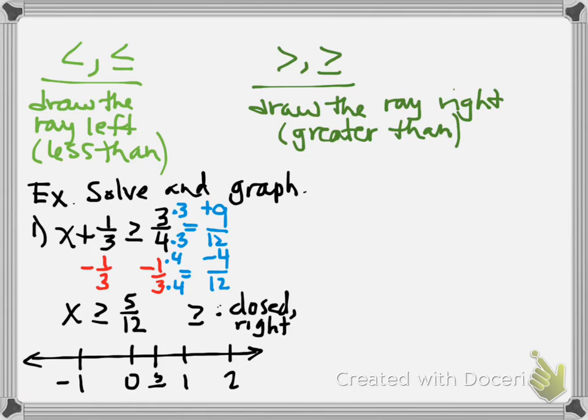I'm going to label it. And I'm going to draw a circle at the 5/12 and close it up. And then I'm going to color to the right, and I'm going to be very exaggerated with my coloring so I know exactly what my answer looks like. Okay? What this says is 5/12 is a solution to this problem, as well as everything greater than it.